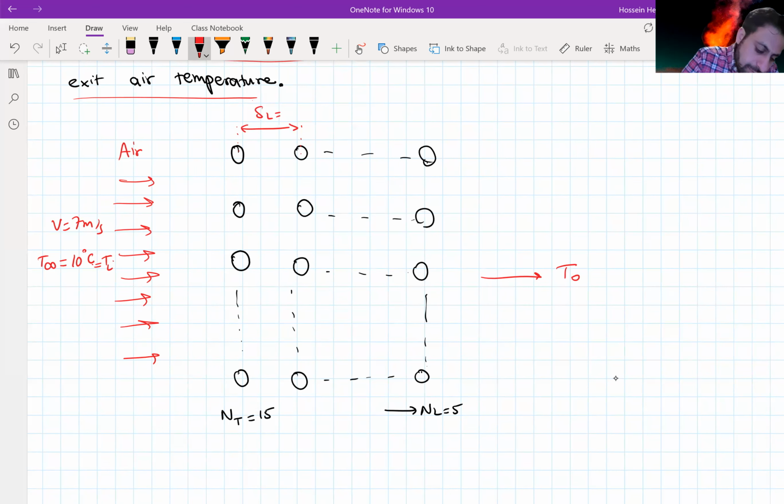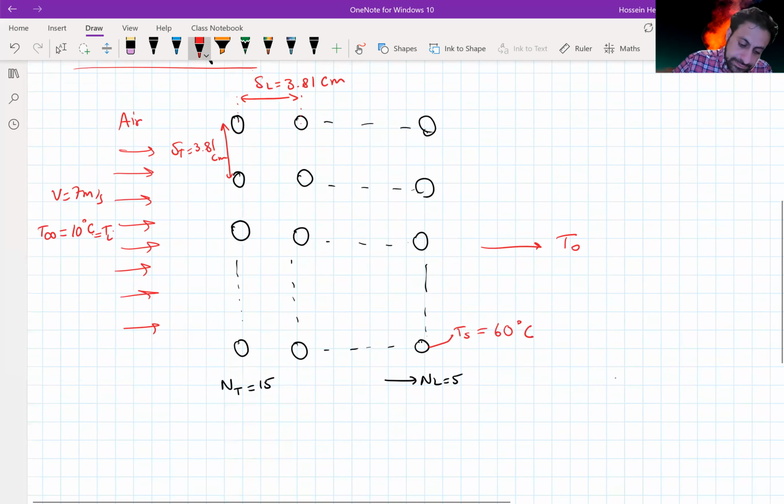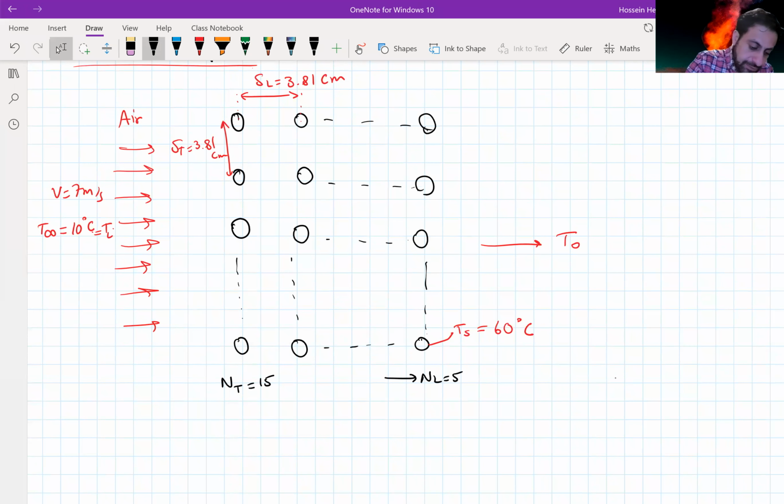So SL is 1.5 inches, 3.81 centimeter. The same thing with the ST, it is 3.81 centimeter for this tube. The surface of the tubes are at constant temperature of 65 degrees C. That's the arrangement of the tube, and we have an inline tube. So that's for that part.